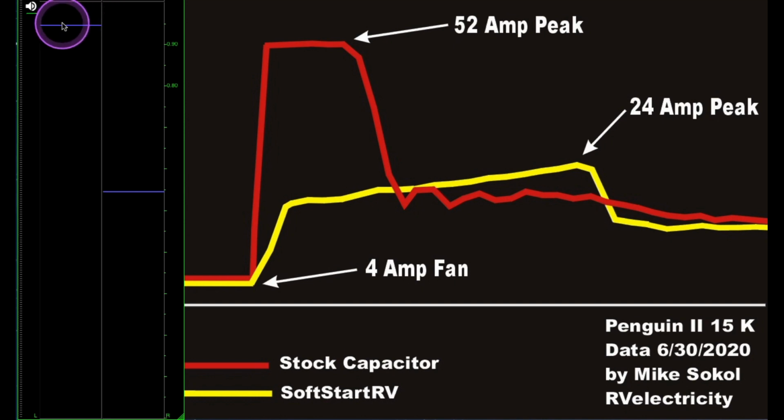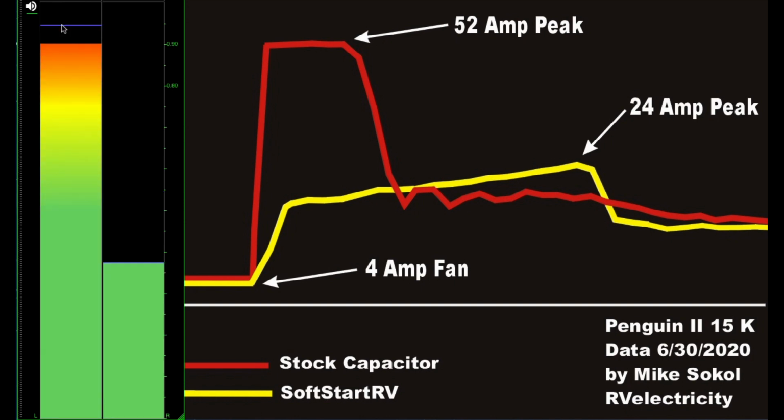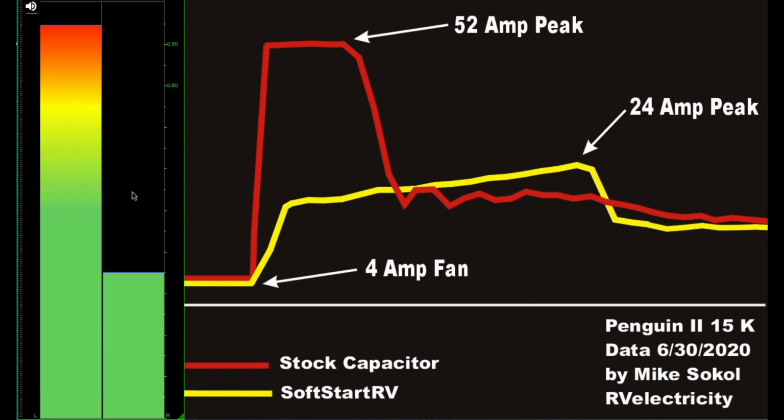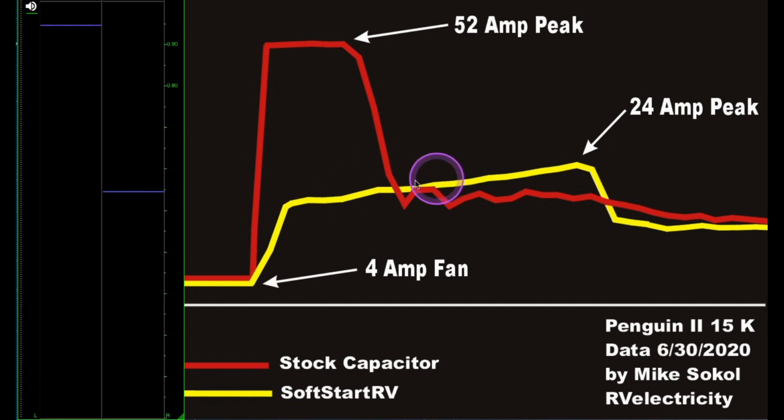Okay, so the left meter is going to show us the 52 amp peak current that we get with the stock capacitor. We can see that's in red. The right graph is going to show us the 24 amp peak from SoftStartRV. And that's the graph in yellow. Now it's a little hard to see, so I'm going to slow that down a bit.